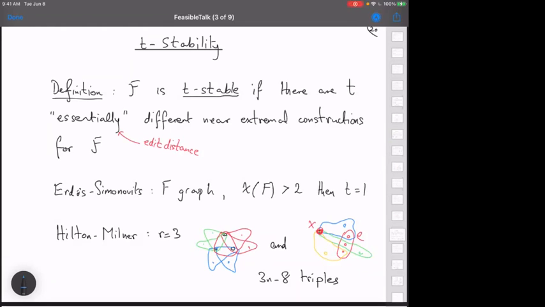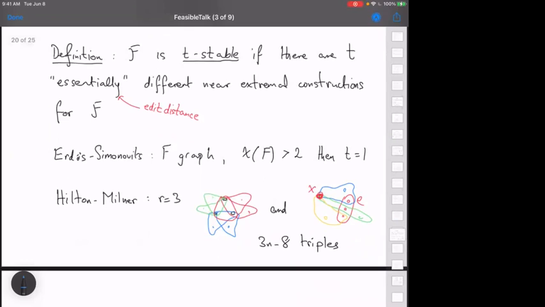But it was a definition I made in the early 2000s because I was thinking about this theorem of Hilton and Milner, which is a theorem in extremal set theory. It doesn't matter what it is. It's just about the maximum size of an intersecting family, which is not trivial. In other words, there's no single point such that all edges contain that point.